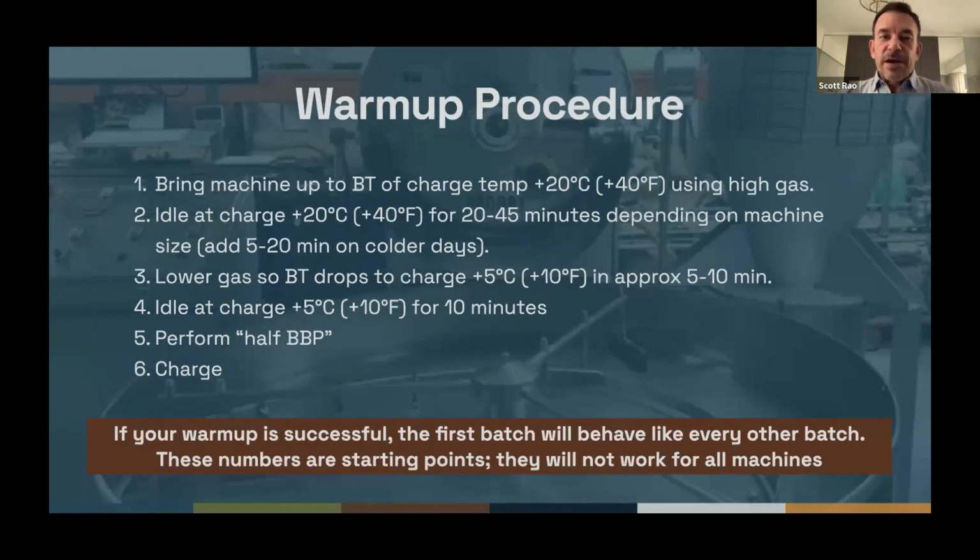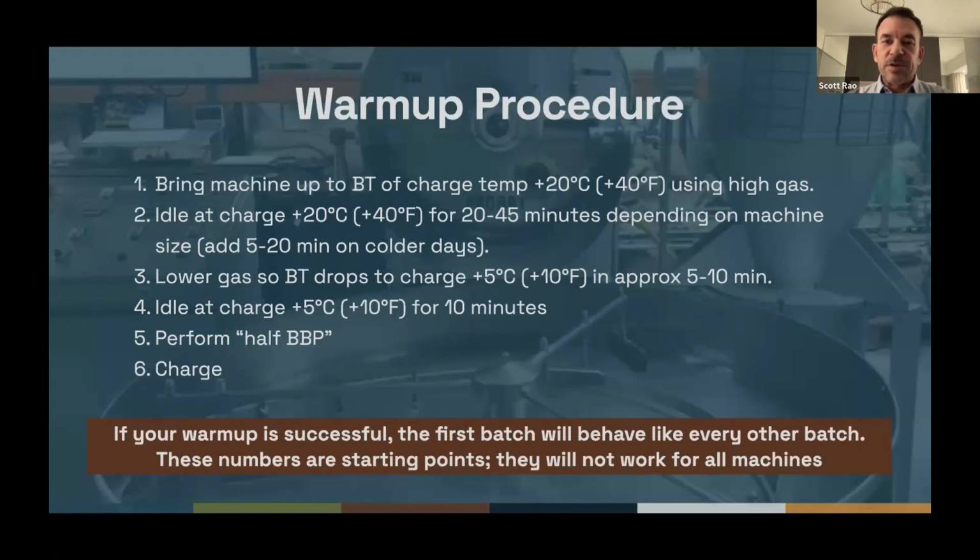So I apologize, this is the only slide that has a lot of words on it. The warm-up procedure. The idea with a warm-up procedure is that the machine is a bit of a heat sink. And because of that, it's a good idea to warm up at temperatures that are higher than the temperatures at which you will start roasts. So for example, if you were starting a roast at 400 degrees Fahrenheit or 200 degrees Celsius, you might warm up at 430 or 440 Fahrenheit or maybe 215, 220 Celsius as a way of making sure that the machine is warm enough for the first batch.